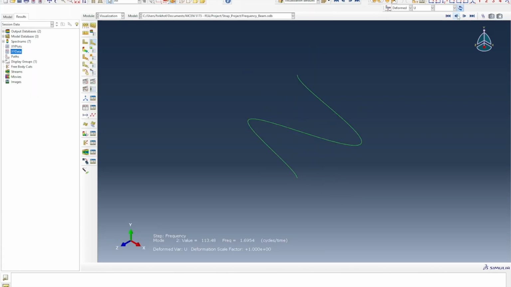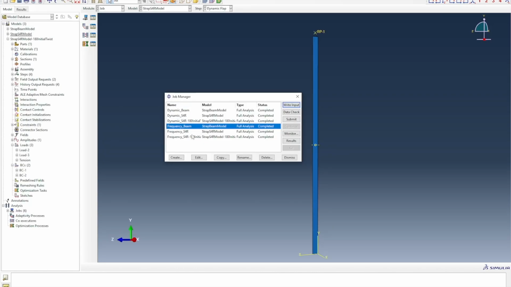So here we have different frequency modes for the beam. The one that I actually went with was mode 3. This, I think, most closely resembled the flapping that we were trying to get to here. The frequency here is 3.3242 hertz for the untwisted S4R.